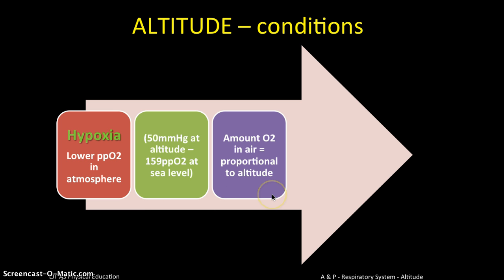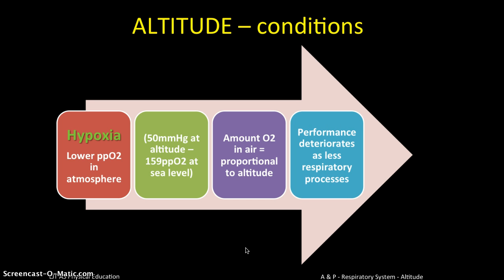From the table I showed you previously, you can perhaps understand that the amount of oxygen in the air is related to the altitude you're at, i.e. the higher you go, the less oxygen is available. It's inversely proportional. And obviously that's going to have implications for your respiratory system.